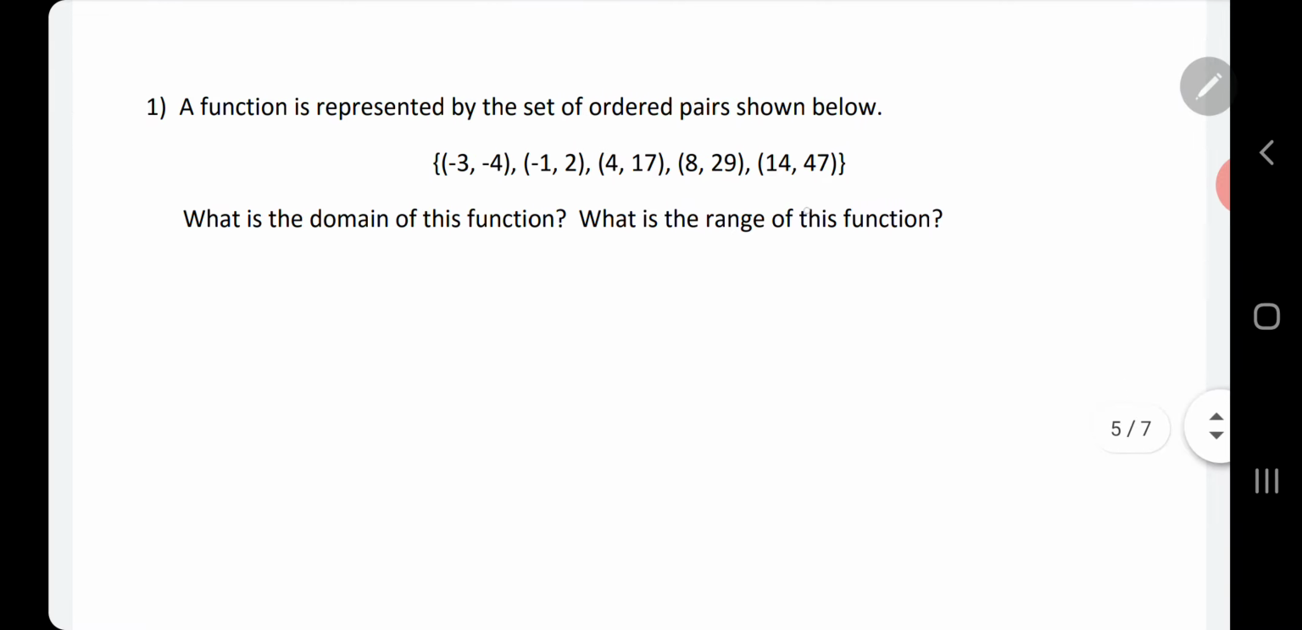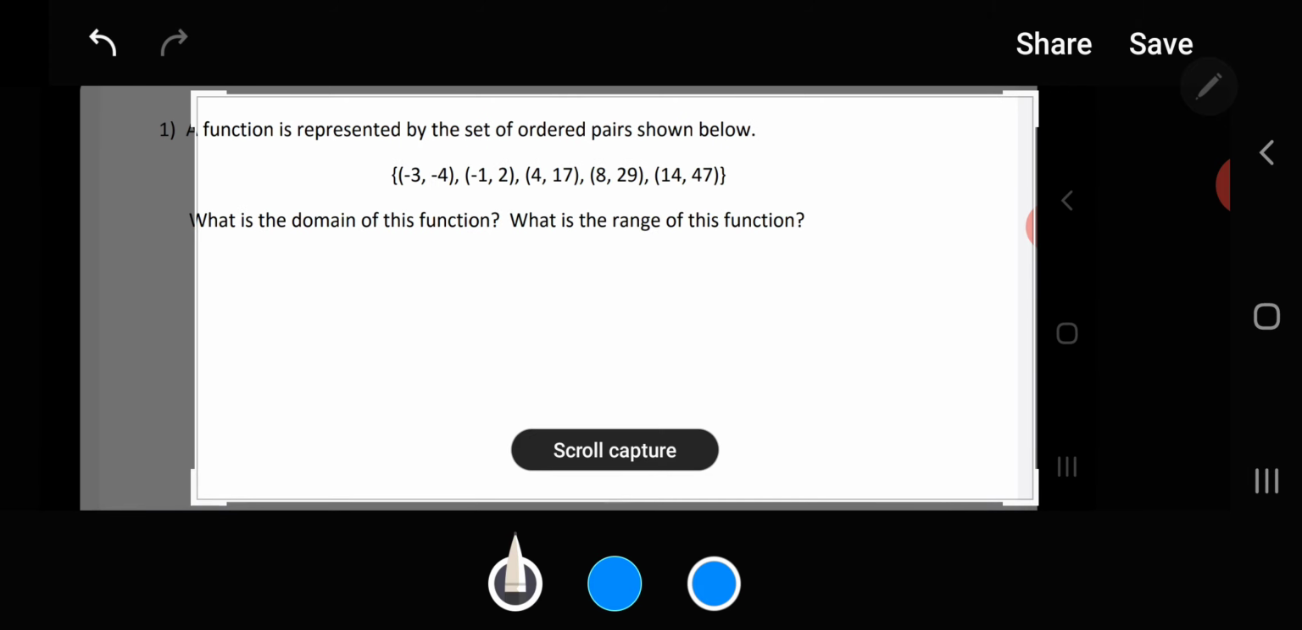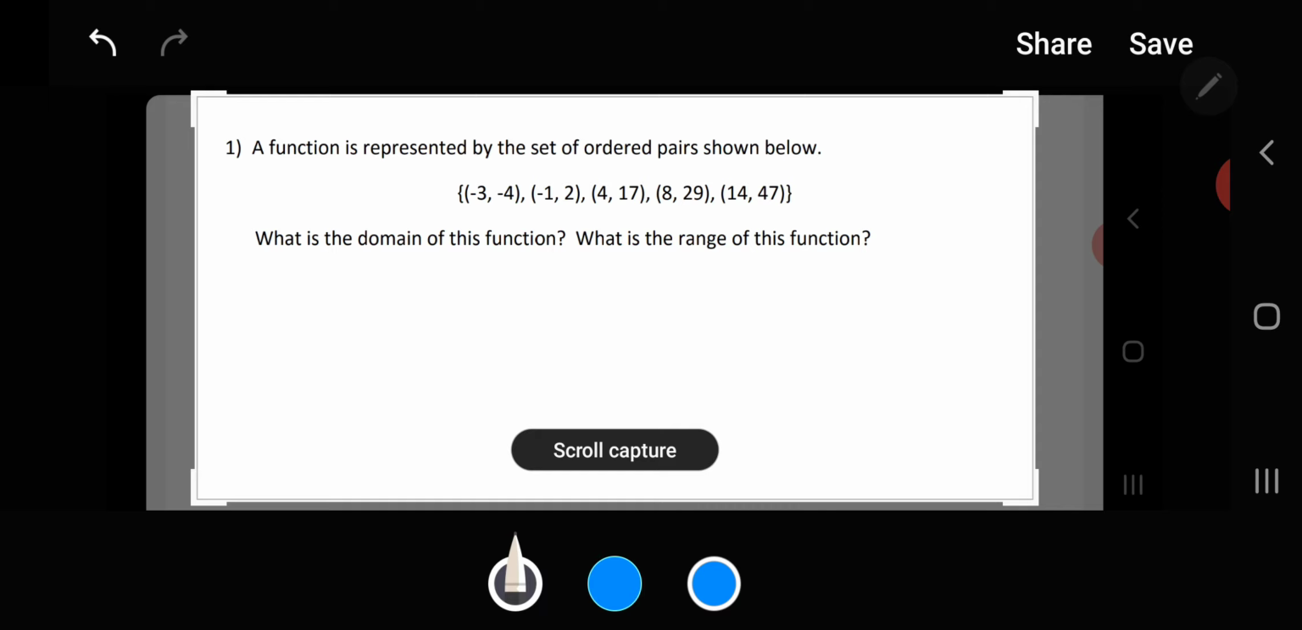Alright guys, looking at some sample problems here. This one says, a function is represented by the set of ordered pairs shown below. What is the domain of the function? What is the range of the function? Well, remember, domain is my independent values, or aka my x values. Remember, our points are written as x comma y.